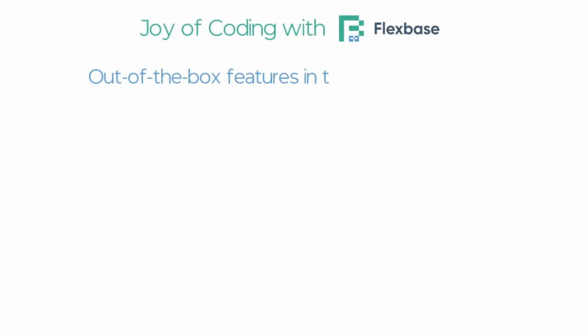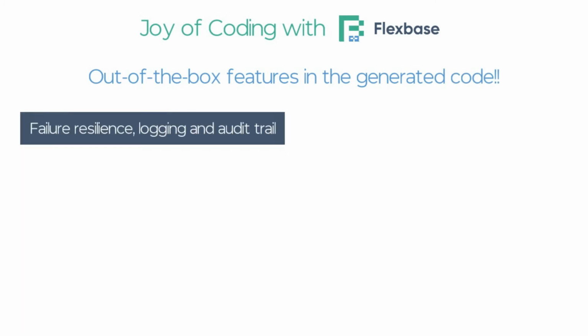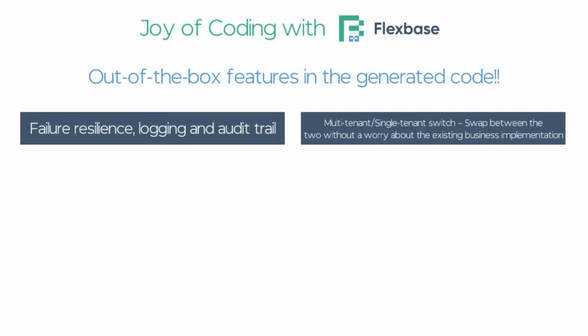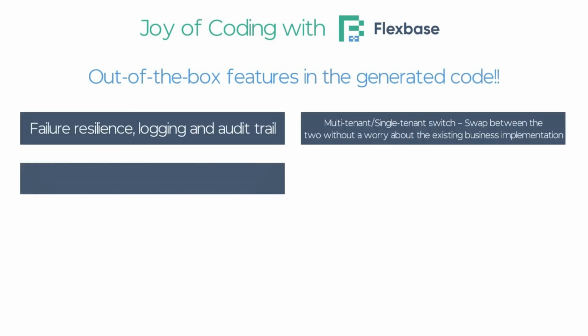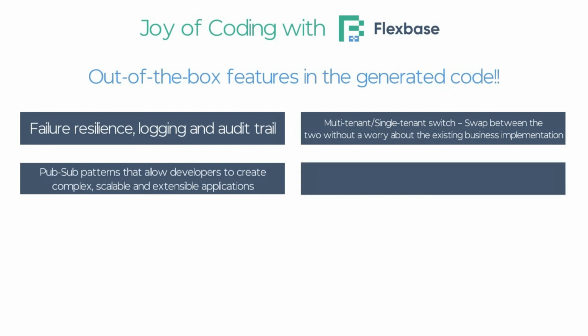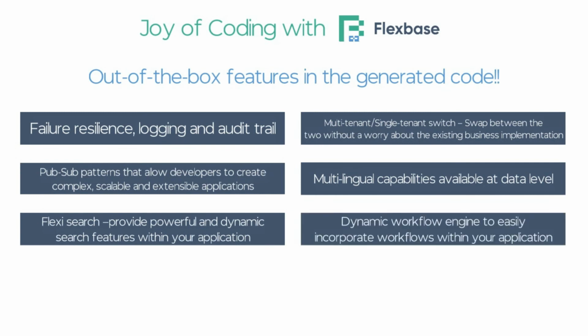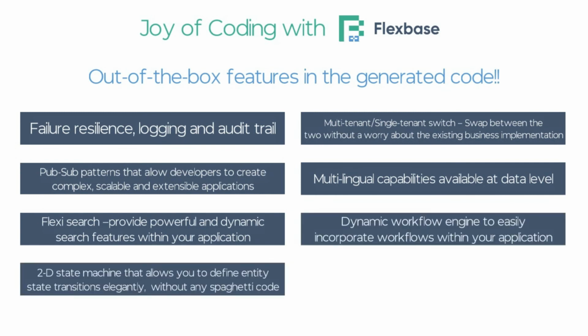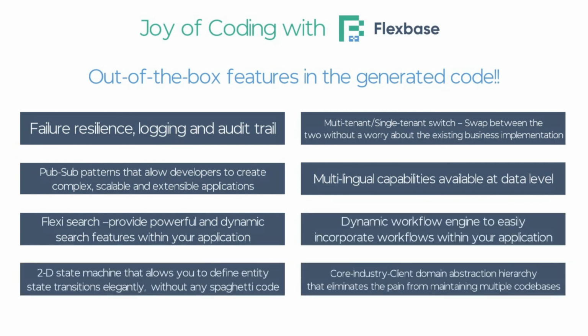Out-of-the-box features: failure resilience, multi-tenant and single-tenant switch, pub-sub patterns, multilingual capabilities, FlexiSearch, dynamic workflow engine, 2D state machine, core industry client domain abstraction hierarchy.